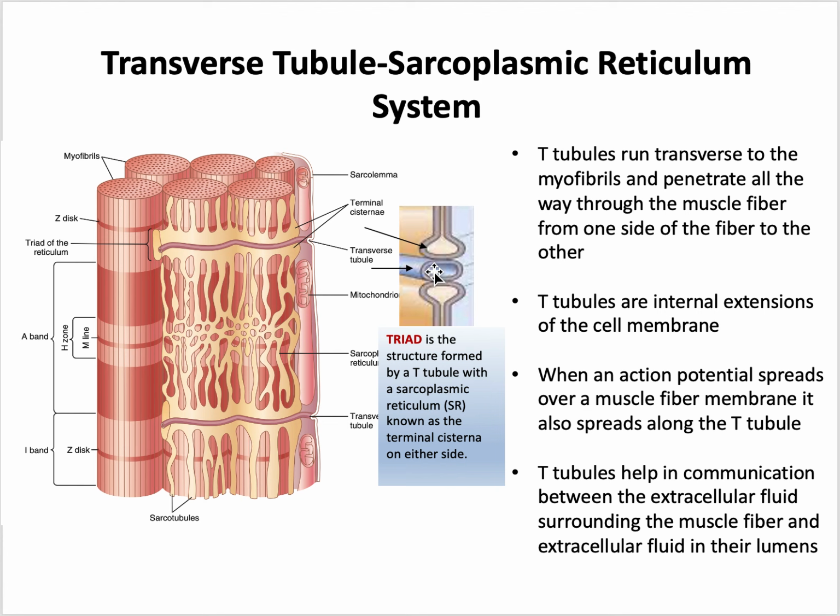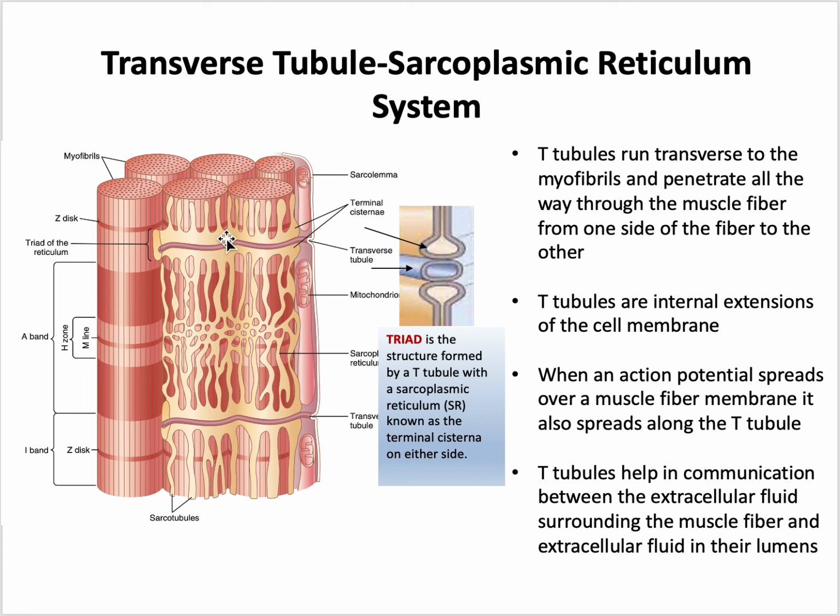So that's what a T-tubule is, invaginations of the plasma membrane. Now, right next to these T-tubules of the plasma membrane, you have these expansions of the sarcoplasmic reticulum, and these are called terminal cisternae of the sarcoplasmic reticulum. So they are right next to the T-tubule systems, okay?